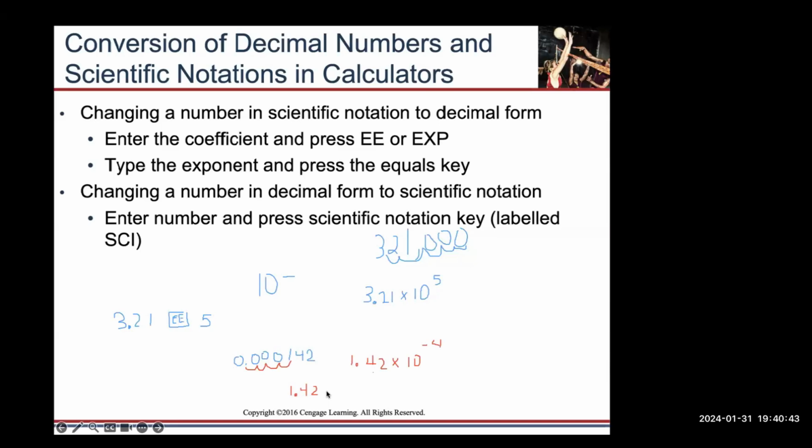So the way that we would write that would be 1.42, then the EE button or EXP, and then there's a button that in some cases says parentheses minus. You don't want to use negative as in subtraction. You want to use the parentheses minus button. You see.